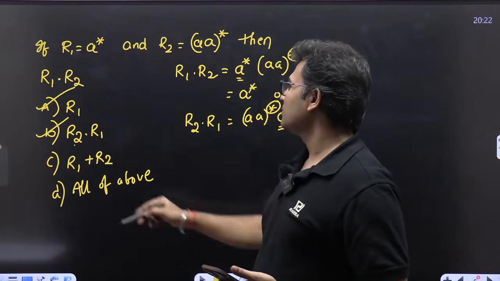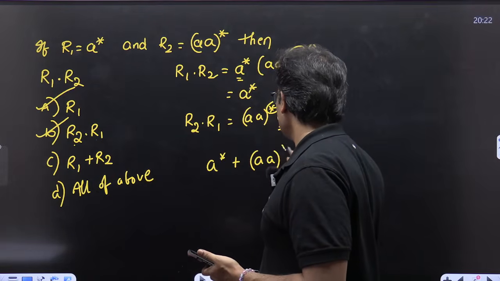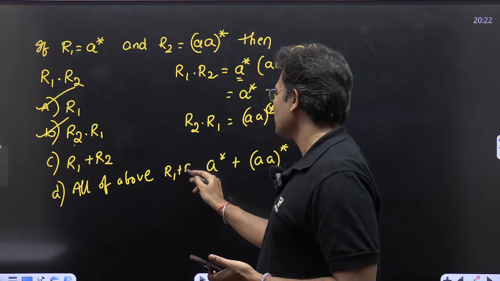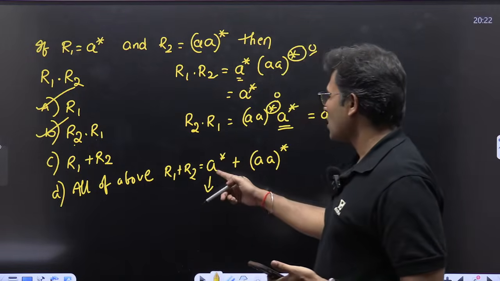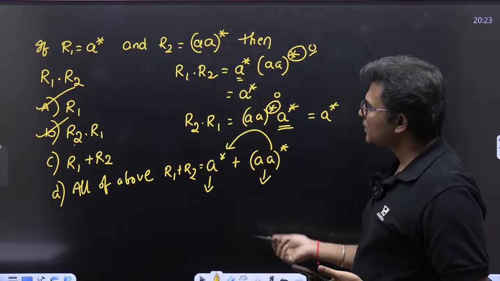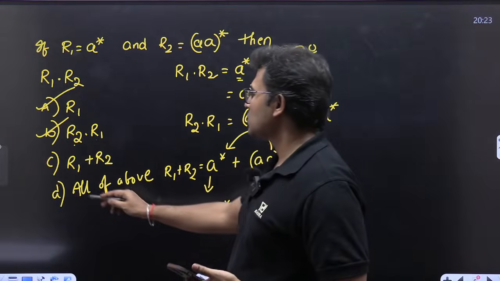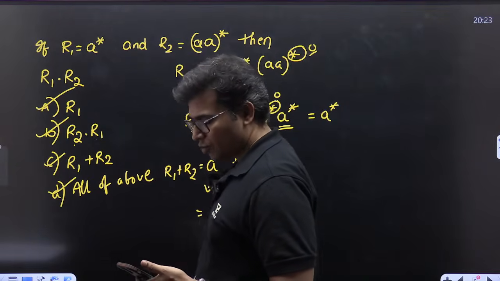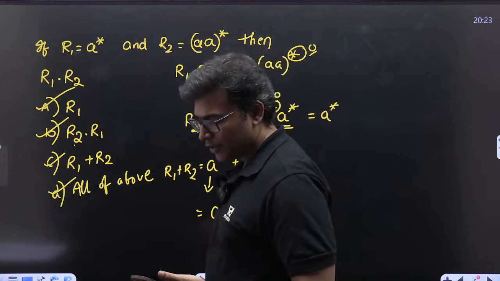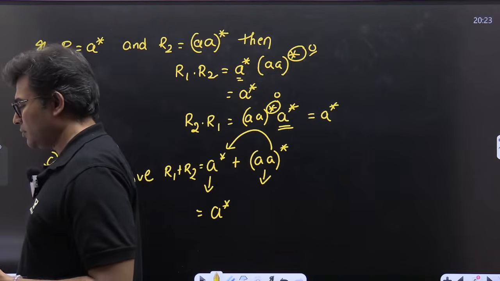Now if you see R1 plus R2, if I write A star plus A star, what is this, guys? This is R1 plus R2. Any number of A's, and this is even number of A's. Now even number of A's is present in any number of A's anyway. So this will also be A star. Therefore, all of the above, D. We are going to get all of the above, D.